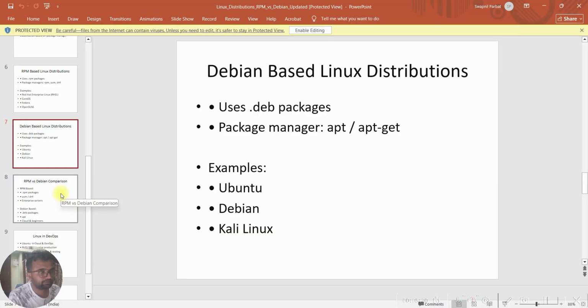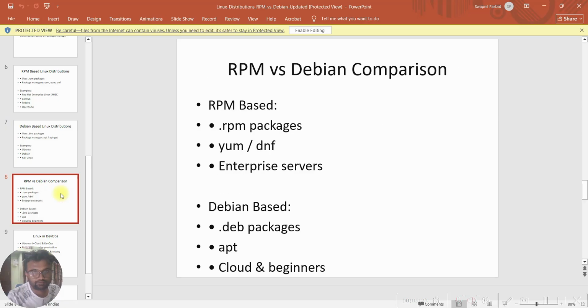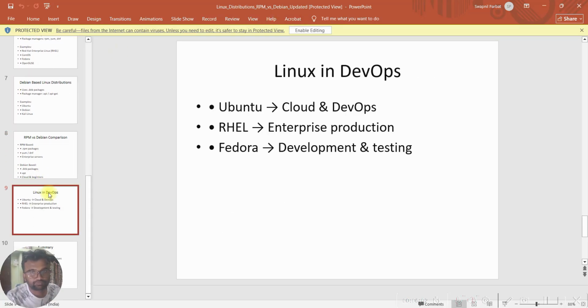Now let's compare. RPM versus Debian comparison. If we compare both types, RPM based Linux is commonly used in enterprise production servers, while Debian based Linux is widely used in cloud and DevOps environments. RPM based systems use yum or DNF. Debian based systems use apt for package management, like I just showed you with the Ubuntu installation of packages. This comparison is very common in interview questions, so just remember it. Let's go to the next slide.